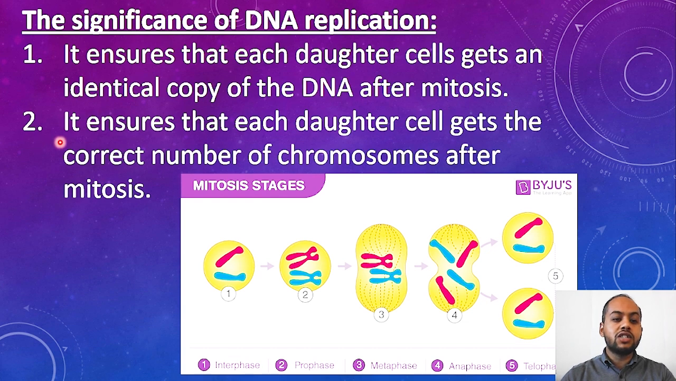The second significance, it ensures that each daughter cell gets the correct number of chromosomes after mitosis. So what does this mean? At the end of mitosis, after the last phase, telophase, each daughter cell will have the correct number of chromosomes after mitosis. And generally humans are going to have 46 chromosomes. So at the end of mitosis, each daughter cell is going to have those 46 chromosomes. And why does it have 46 chromosomes? Because the process of DNA replication ensured that the correct number of chromosomes was found inside the daughter cells.